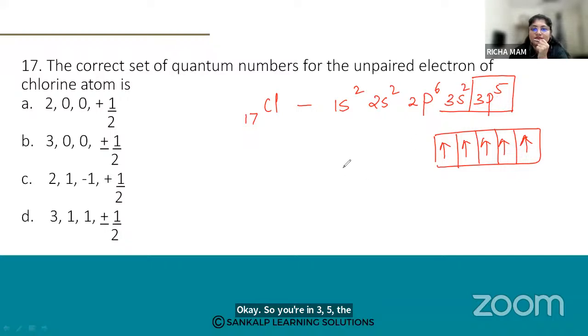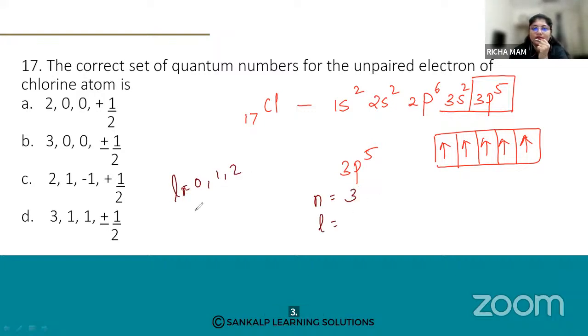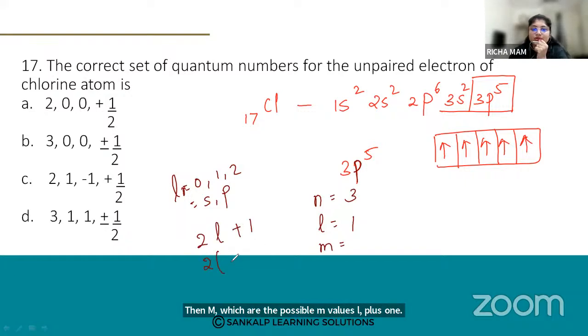So for 3p5, write down now, what is N? N is 3. L is what? L is equal to 0, 1, 2, so s, p. So L is equal to 1 here because the p orbital value is 1. Then which are the possible M values? 2L plus 1, so 2 into 1 plus 1, that is 3. 3 possible values are there. So which are the 3 possible values? That is +1, 0, and -1.